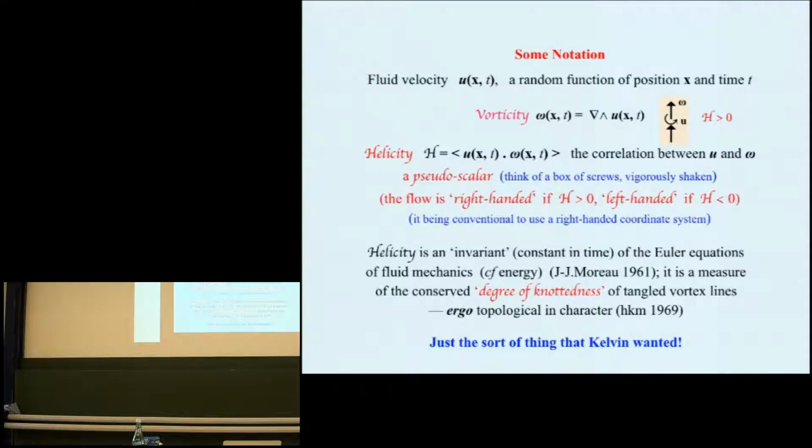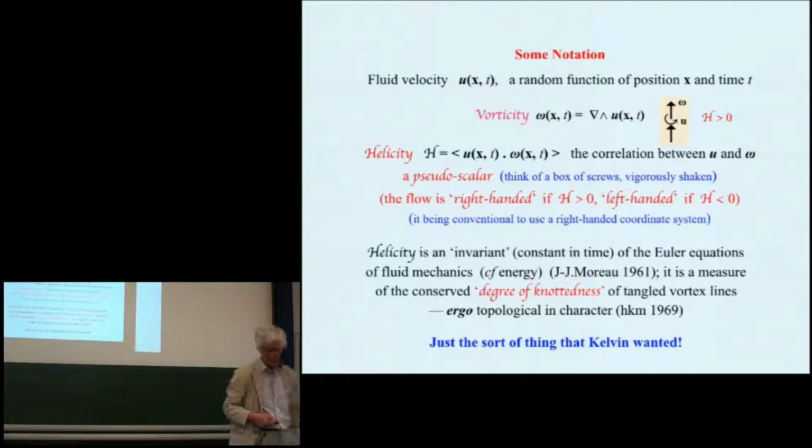But this helicity invariant, well, it was first actually found by Jean-Jacques Moreau in 1961, in a paper published in the French Comptes Rendus. And it's a measure of the conserved degree of knottedness, I call it, or linkage, of tangled vortex lines, and therefore certainly topological in character. And I wrote my paper on this in 1969. I wasn't aware of Moreau's paper until quite a bit later, till about 1978. And so really I came at this in quite an independent way, so I will explain that.